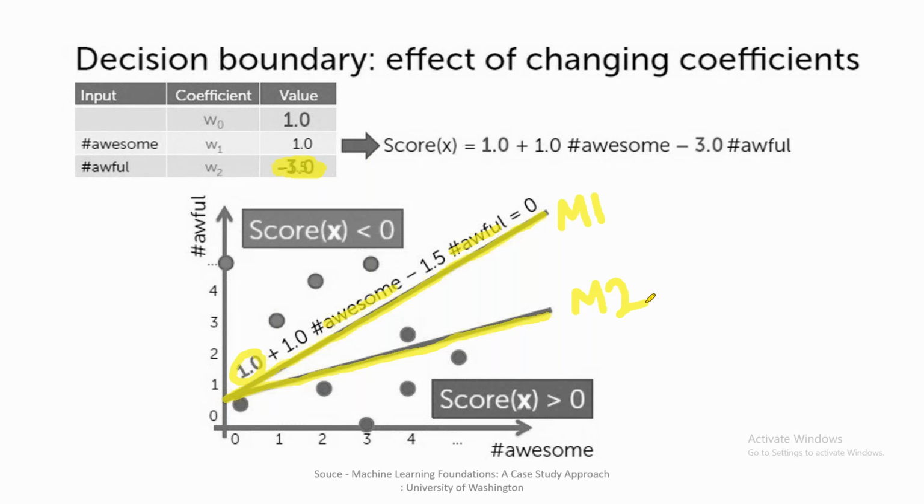Out of these two classifiers, which particular classifier is able to predict the sentences correctly? It is M1, because all the negatives are negatives for M1 and all the positives are positives for M1. But for M2, this particular observation is actually positive, but classifier M2 predicts it as a negative review, which is incorrect, right? So there is a misclassification done by M2, and for M1 it is 100% correct.